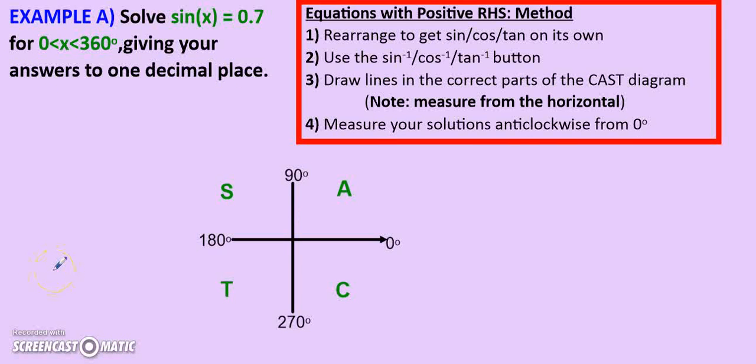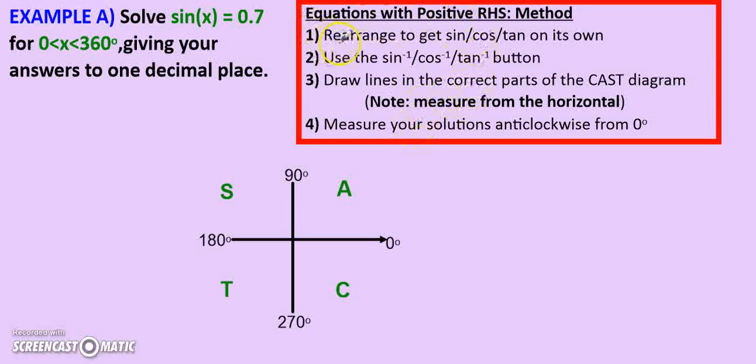So the first example is asking us to solve the equation sine x equals 0.7 on the interval 0 less than x less than 360 degrees. So that tells me it wants answers in degrees, and it wants all the possible values between 0 and 360 where sine of x is 0.7. And it wants me to give my answers to one decimal place. I'm going to follow this little recipe that I've laid down over here, and that will get me all the solutions to that equation.